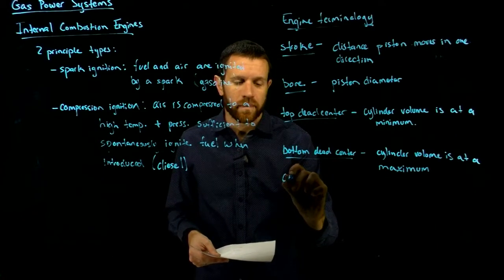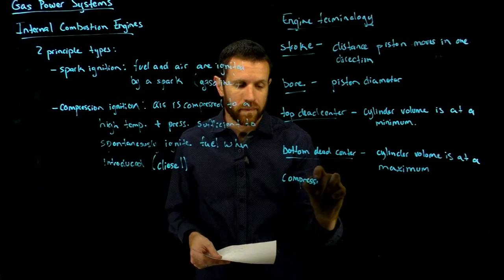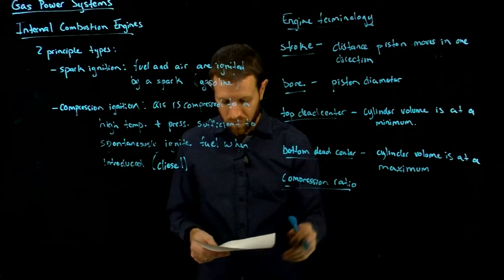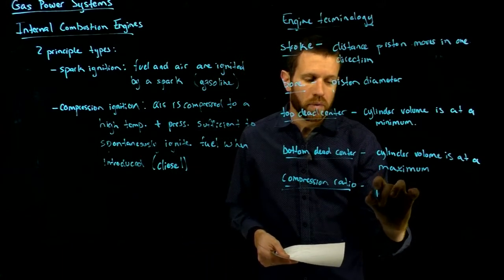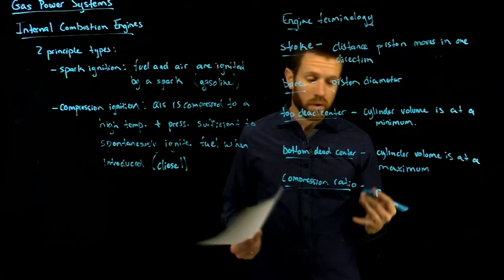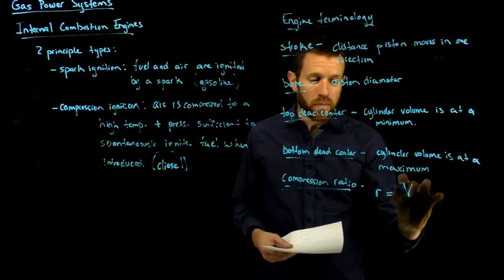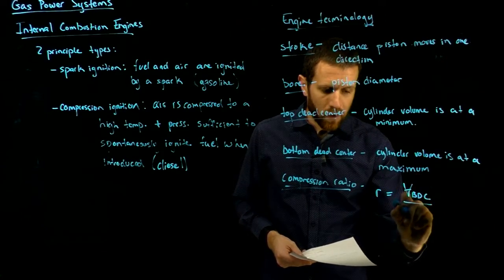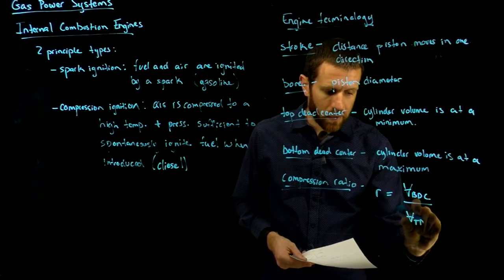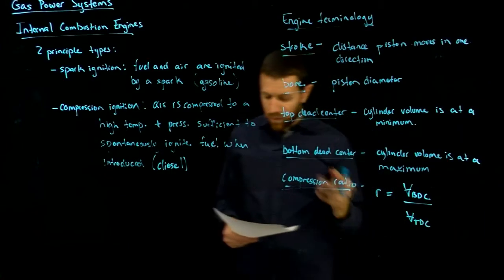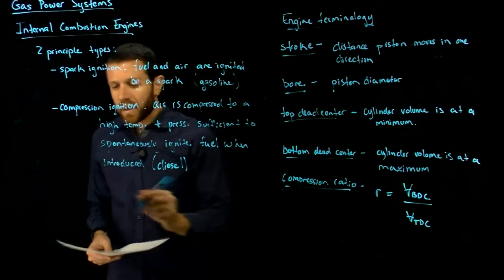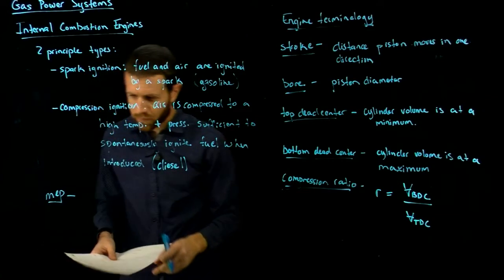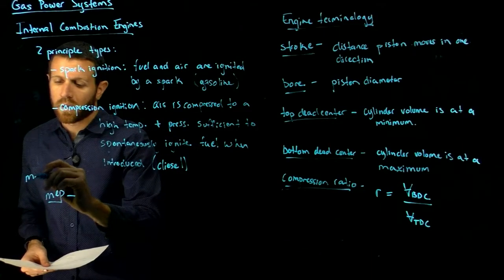The compression ratio is the ratio, and we'll denote this ratio as R, the compression ratio. That is the volume at bottom dead center over the volume at top dead center. So R should always be greater than 1. And then finally, the mean effective pressure, MEP. Let's go ahead and write that up here.